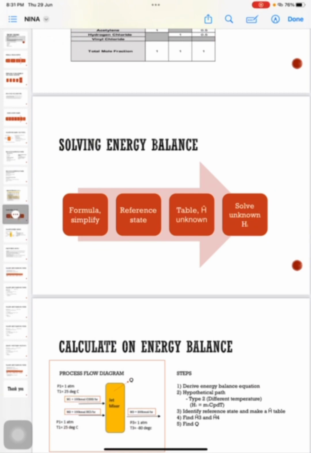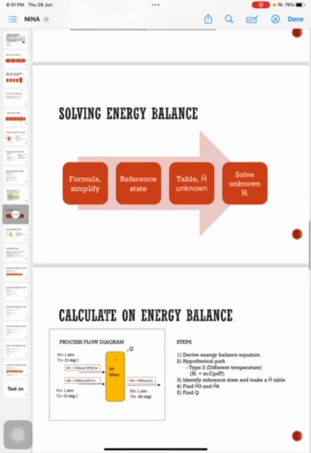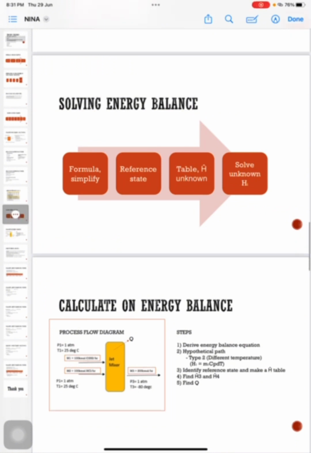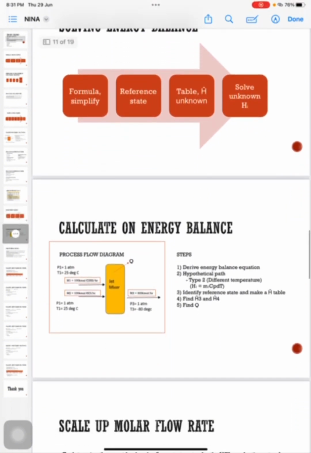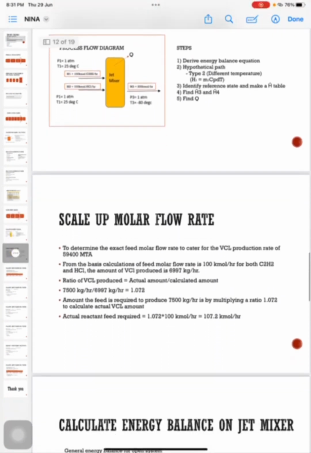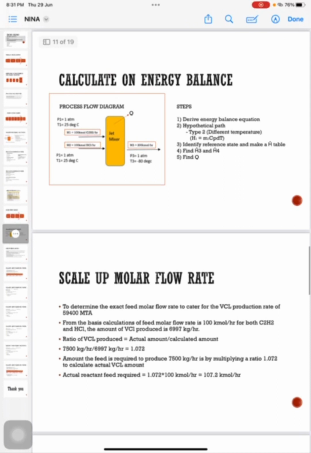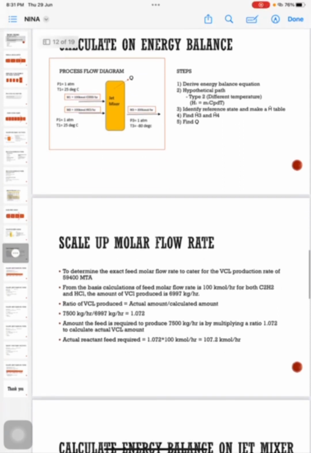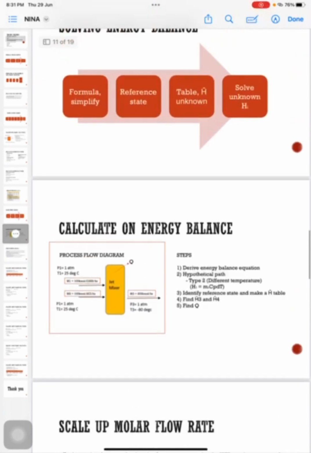To solve the energy balance, we must derive the formula and simplify it. Then list the reference state, and construct a table to know the enthalpy and energy. To calculate the energy balance, we draw the PFD and then follow these steps.